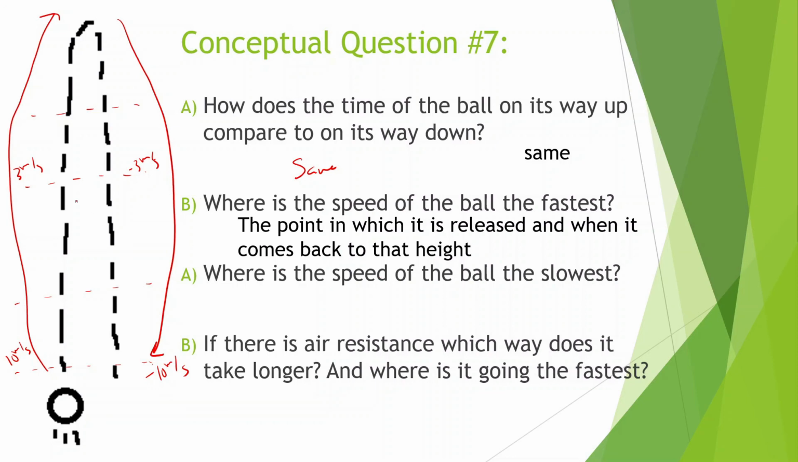Where is the speed of the ball the slowest? As you can imagine, it's going to be the slowest at the very top. For a moment, it doesn't move. 0 meters per second. If there is air resistance, which way does it take longer? And where is it going the fastest?